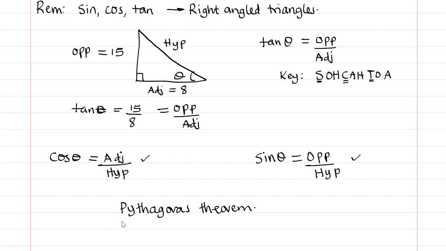Some books call it Pythagoras, others say Pythagorean. It is all the same. Now, it says that the sum of the squares of the two shorter sides equals the square of the longer side. That means if we get the opposite, we square it, plus the adjacent, we square it, it must be equal to the hypotenuse squared. So if we square the two shorter sides separately, then we sum them, it gives us the square of the longer side, which is the hypotenuse.